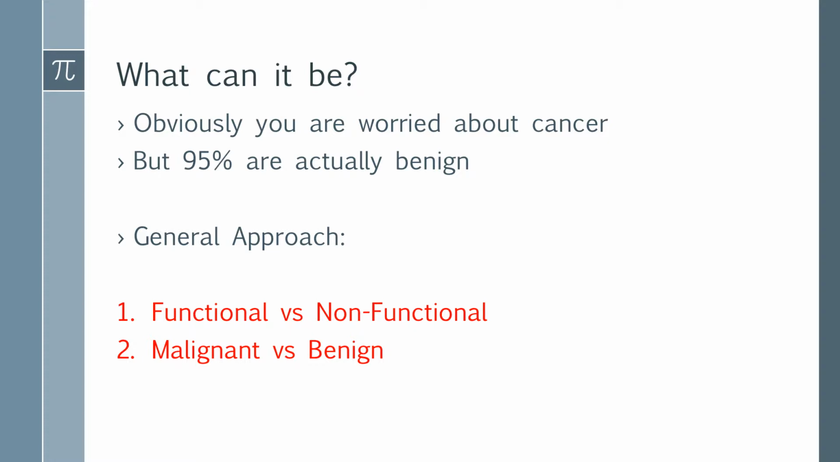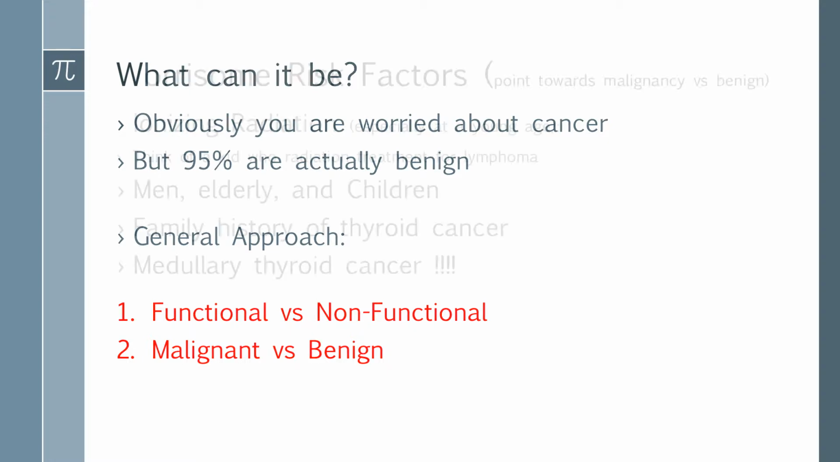Because you want to find out if it's actually releasing thyroid hormone. Because what's the gold standard of diagnosing a cancer? It's always a biopsy. And would you want to biopsy a nodule that is releasing hormones? No, because you're going to release it all over, and you can cause a lot of complications. So first you want to make sure it's functional versus non-functional. Then you find out if it's malignant or benign.